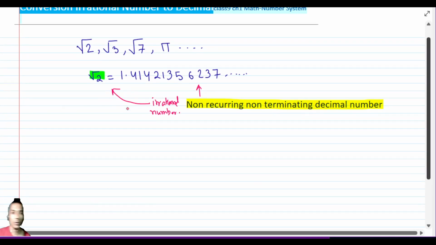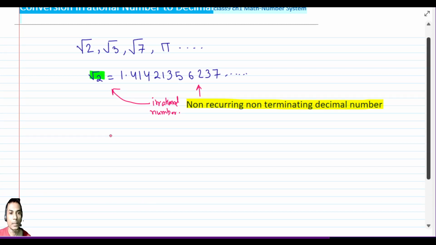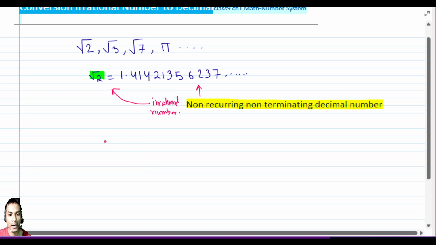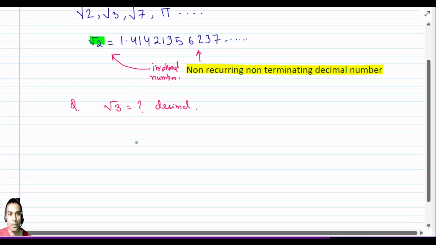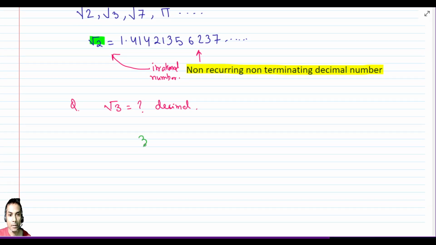Now how can we get this number? It is the square root of some number. So we try this here. Let's take the example of root 3. We have to find out the decimal form of root 3. This is the question. Then what do we have to do? We just do the division method of the square root. To do that, consider 3 here.